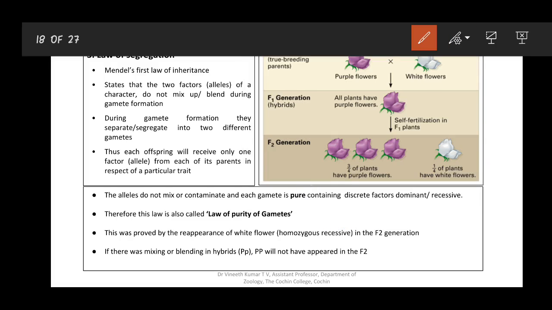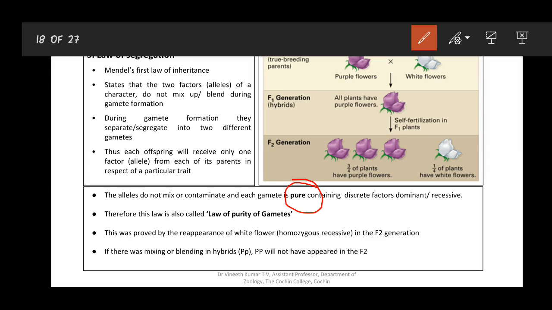And the alleles do not mix up or contaminate during gamete formation and they remain pure. This is another term to be noted. They remain pure, containing discrete factors which can be either dominant or recessive. It does not matter whether it is a dominant allele or recessive allele. They will remain pure without mixing up. That is what is called pure. And hence this is also called the law of purity of gametes.